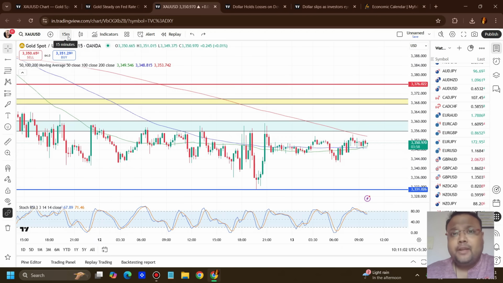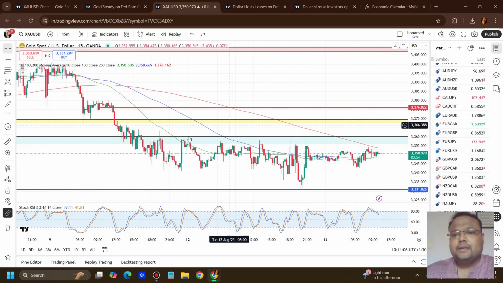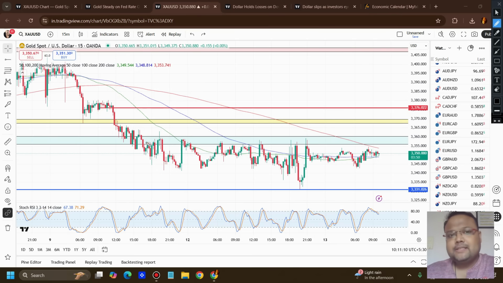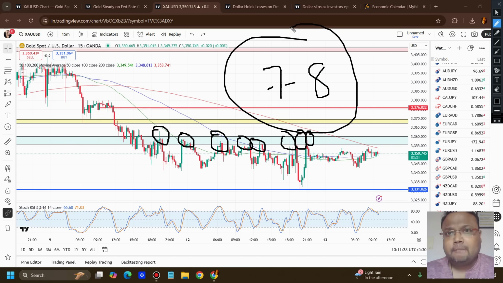And we are on the 15-minute chart of gold, and you can clearly see that the market is trading in a narrow range. And where the market is facing resistance, remember the blue box that we have been discussing? Yeah, the same blue box has become a new resistance for the market. But the problem is that the market has been testing the blue box many times. So the market has already tested the resistance 7 to 8 times.